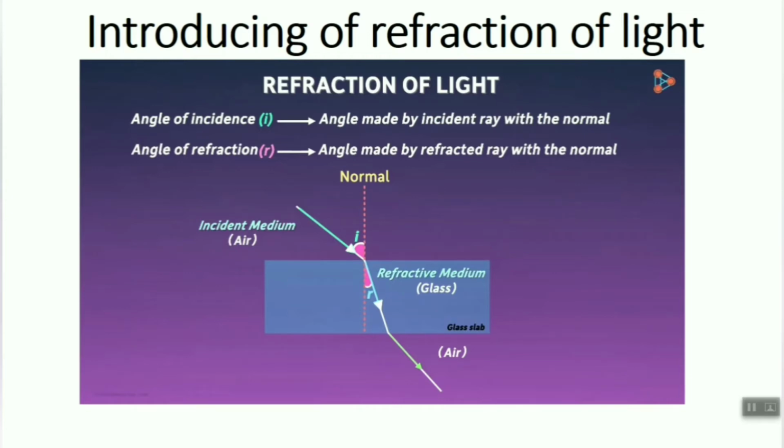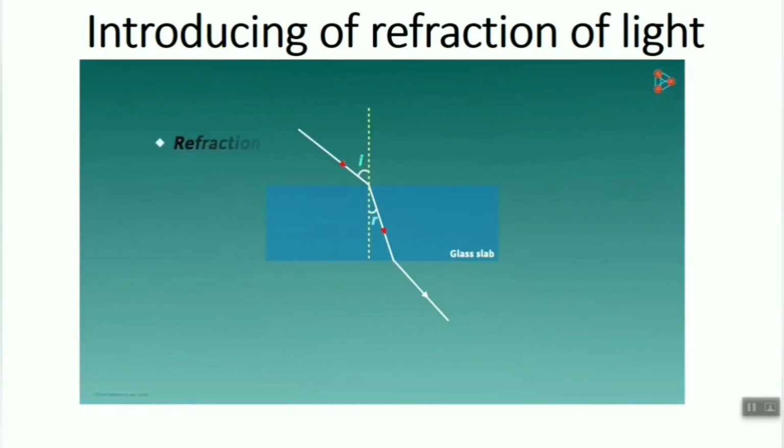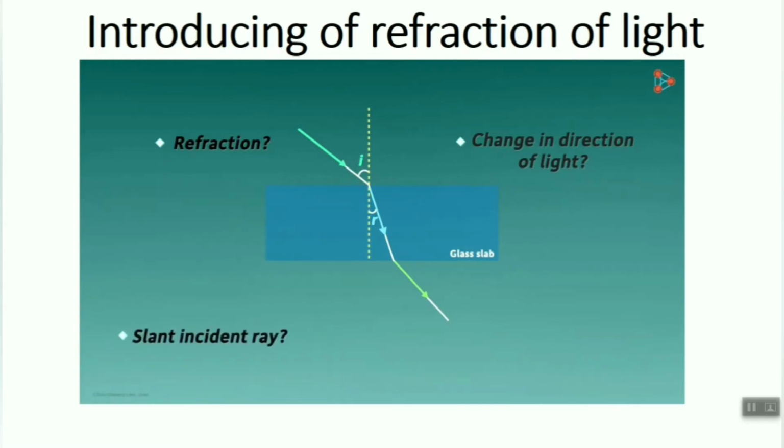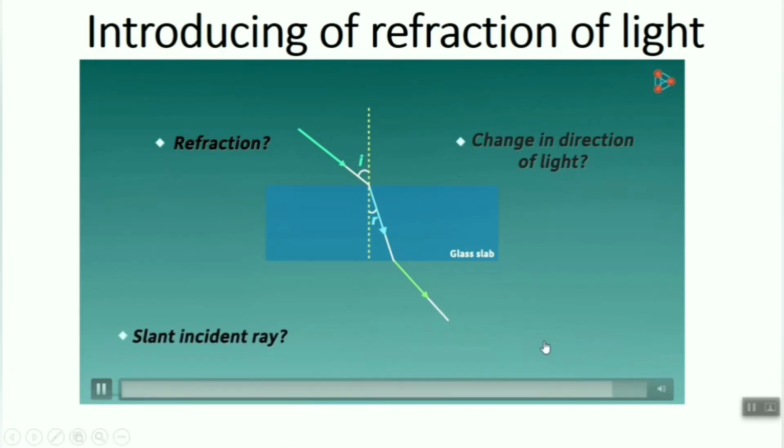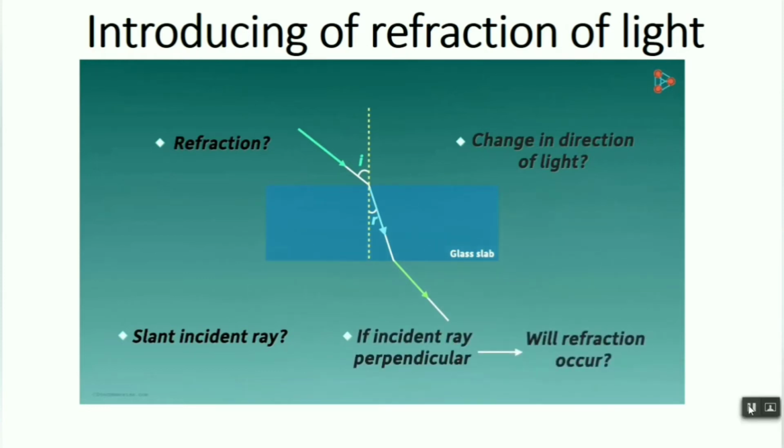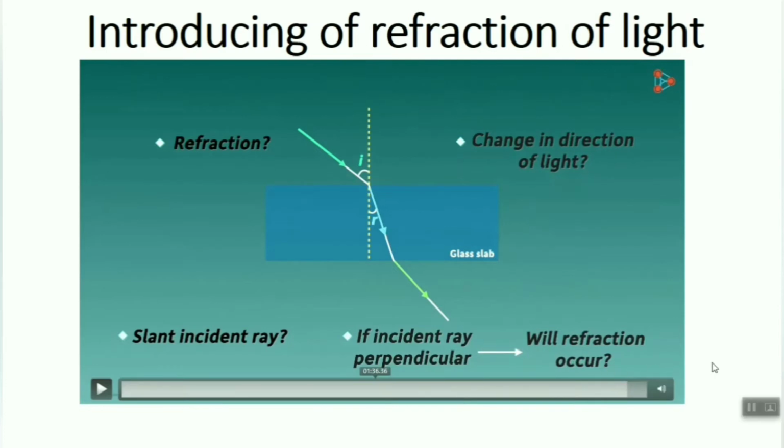Now there might be various questions that you have. Why does refraction occur? Why does light change its direction after entering another medium at an angle? Why does incident light have to be slant in order to change its direction? Can the refraction occur if the light enters perpendicular to the surface? We will answer all. So you have lots of questions here. Yeah, there are lots of questions.